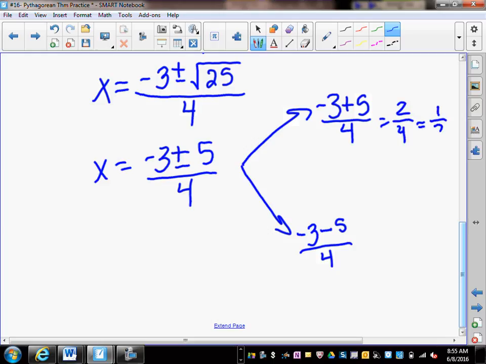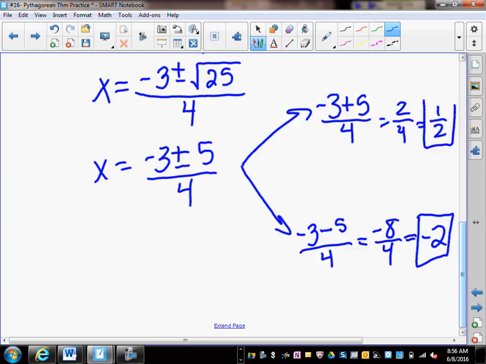1/2. Positive. Negative 3 minus 5? Negative 8. And negative 8 over 4? Negative 2 over 1, which is just negative 2. Okay, so these are my two answers.